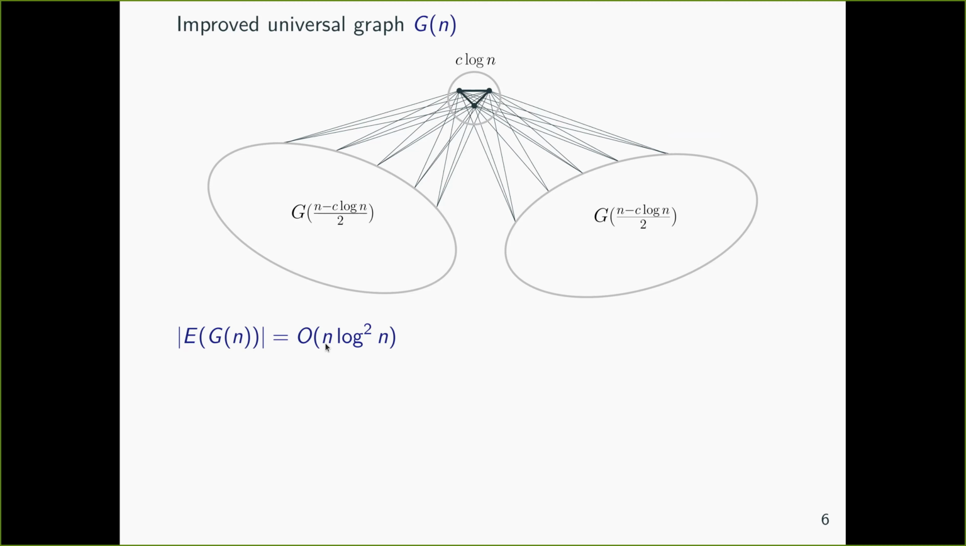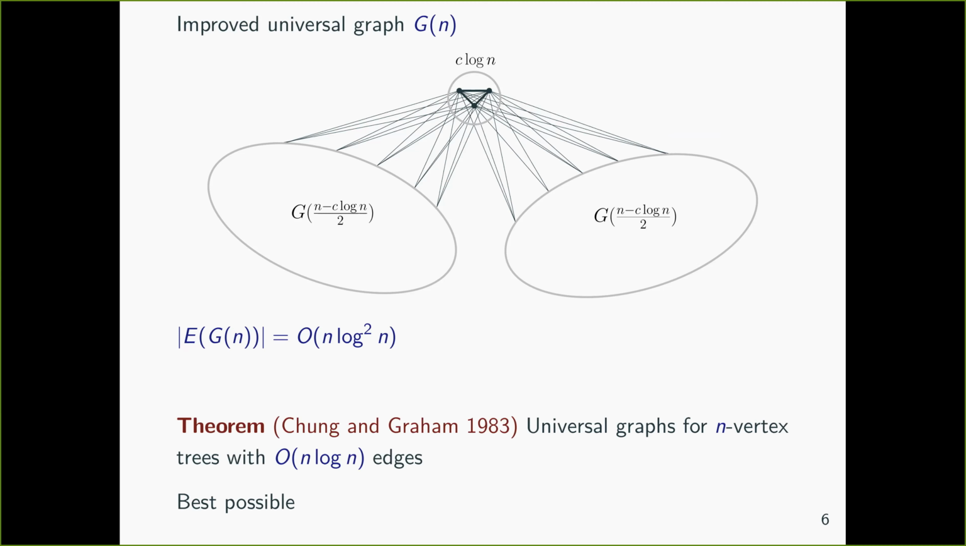So there will be an upper bound of n log squared n on the number of edges in our construction. So it's a near linear bound, and it's almost the correct answer. It turns out that you can shave off an extra log n factor, and that was proved by Chung and Graham in 1983. So the best possible bound is n log n.